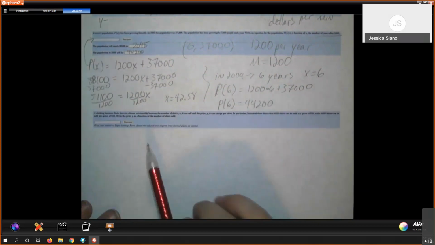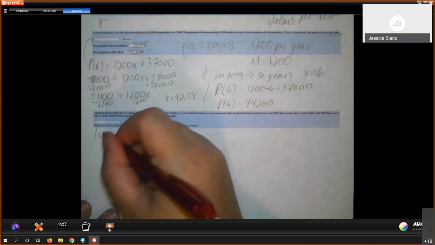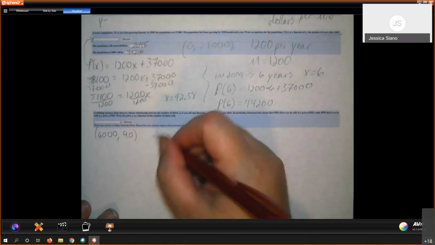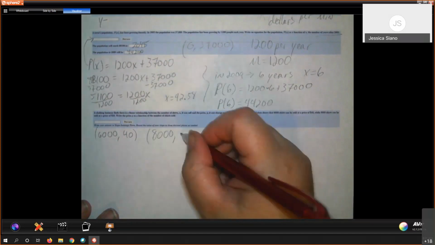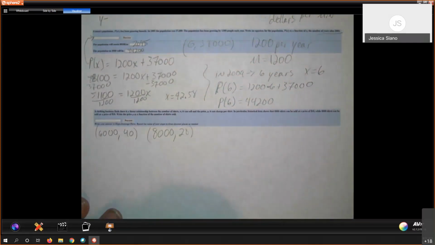Okay. And now this is the last one. A clothing business finds that there's a linear relationship between the number of shirts N it can sell and the price P it can charge per shirt. In particular, historical data shows 6,000 shirts can be sold for $40 each, while 8,000 shirts can be sold for $28. Well, they just gave me 2 points. So I guess if they give me 2 points, I'm going to make a line.